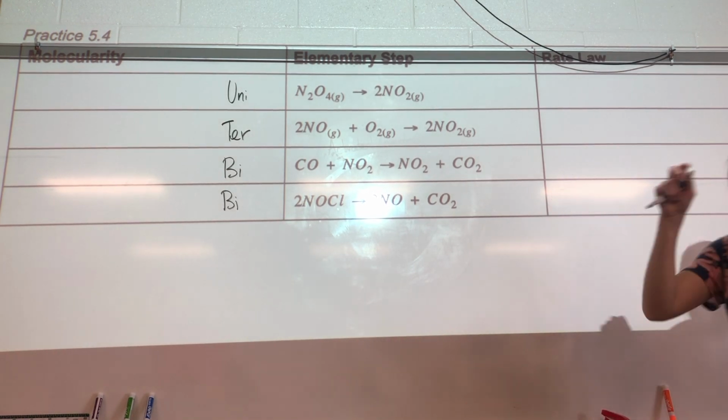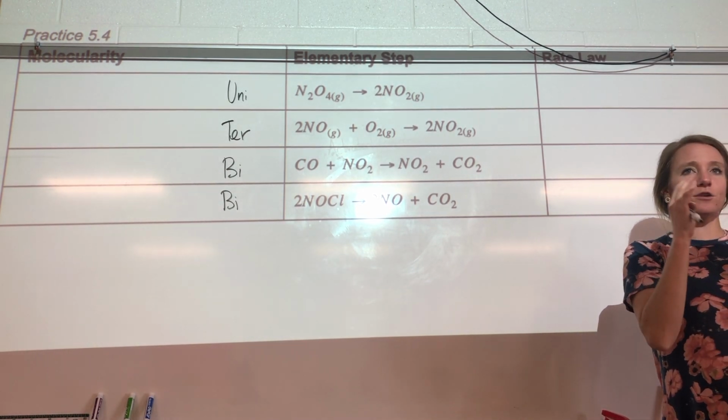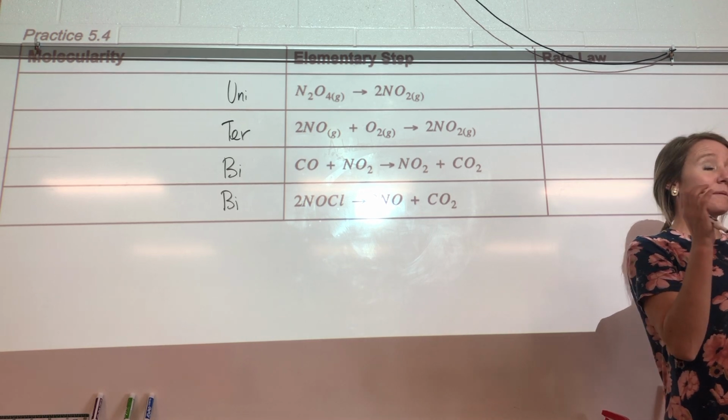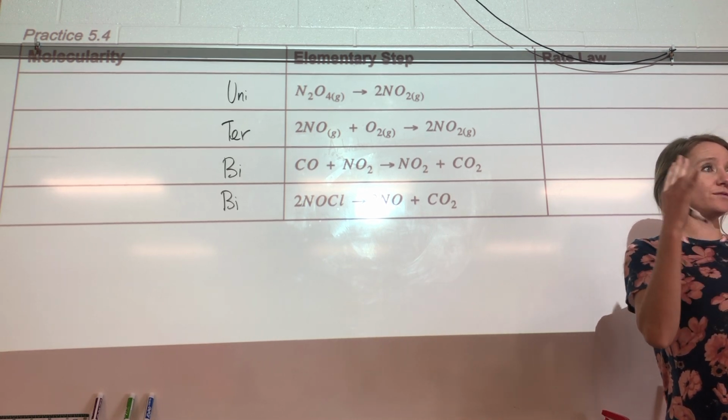Okay, rate laws. Now keep in mind the structure of a rate law. The problem says, what is the rate law? You should write out this form.